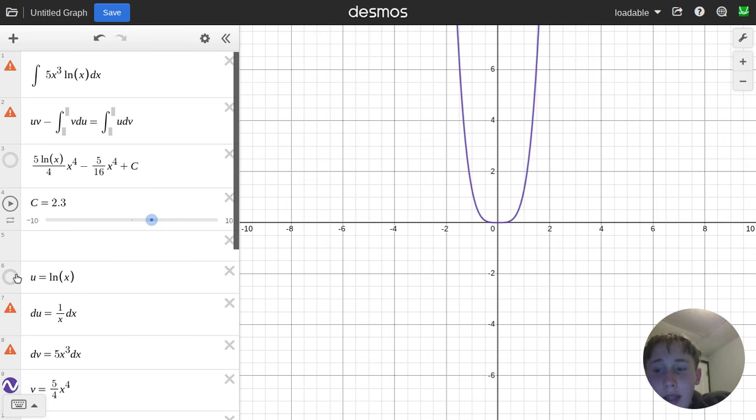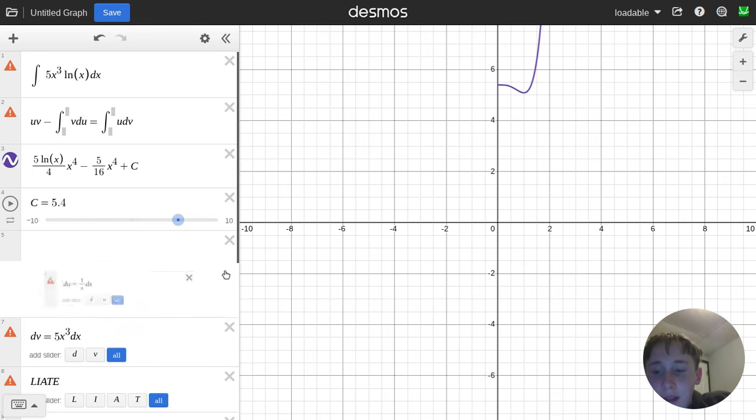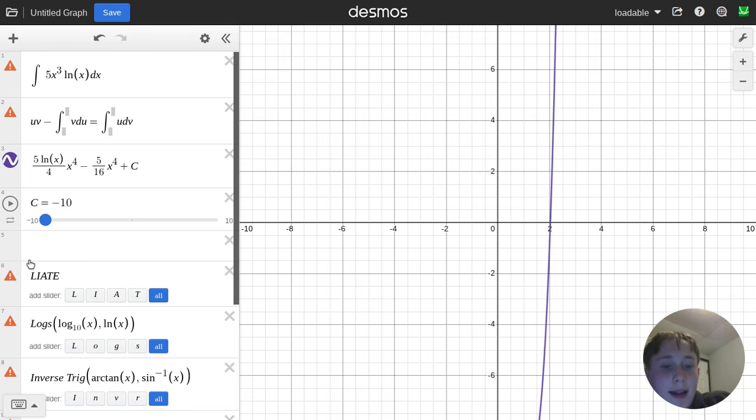So that would mean that this is our final line for the integral. You can place the constant anywhere. So you see how easy that is? That's pretty easy, right?